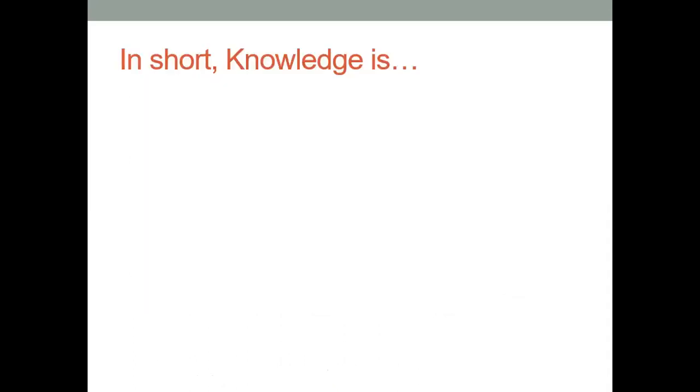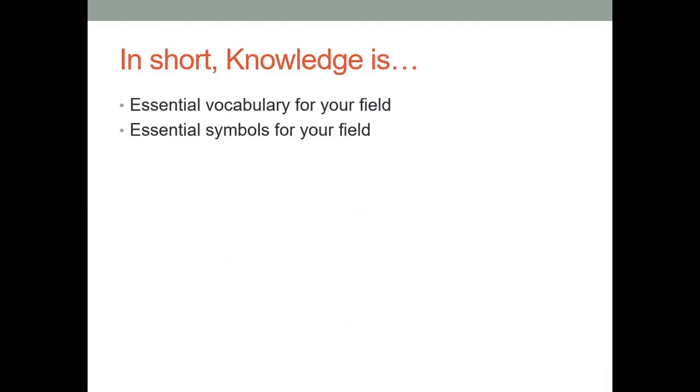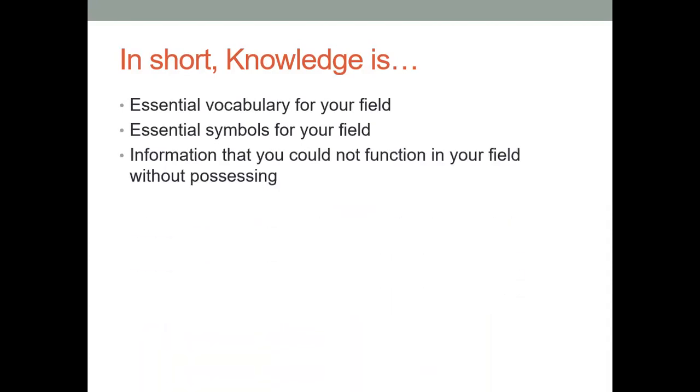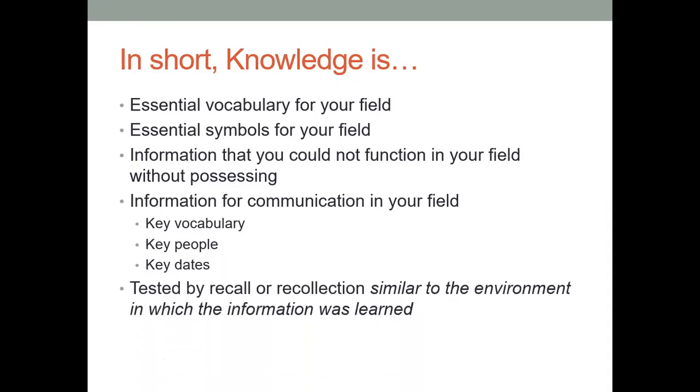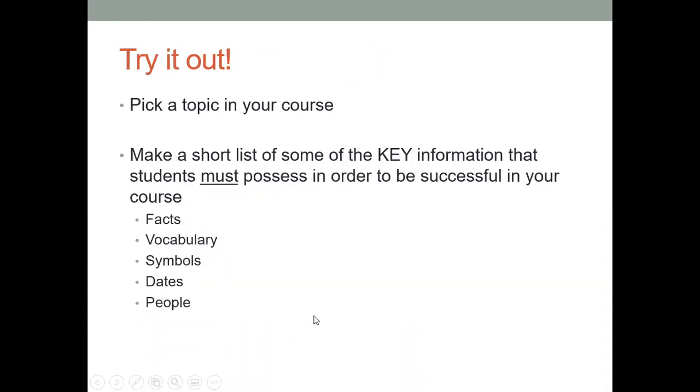So in short, the knowledge level is the essential vocabulary for your field, the essential symbols for your field, information that you could not function in that field without possessing, information for communicating in your field, and then you need to test it in a way that is very similar to the environment in which it was learned.